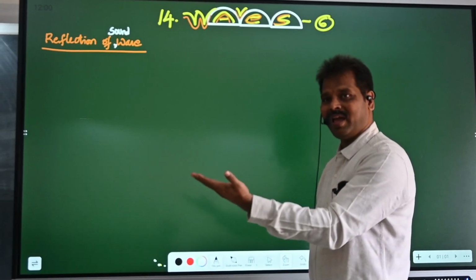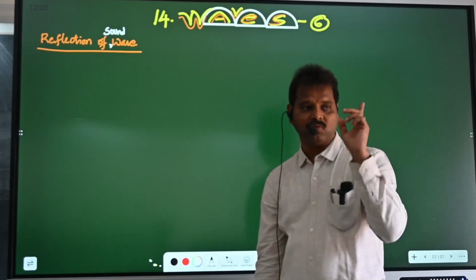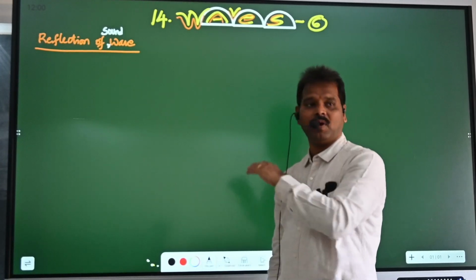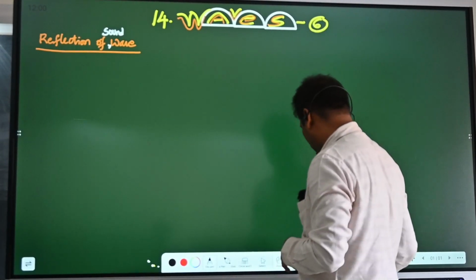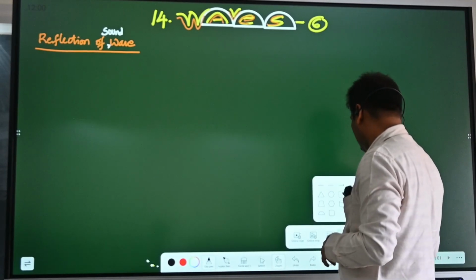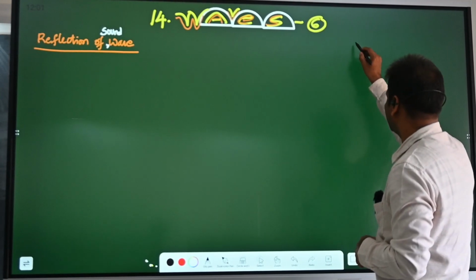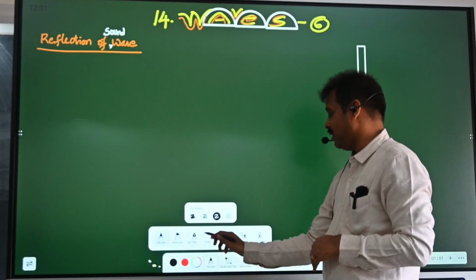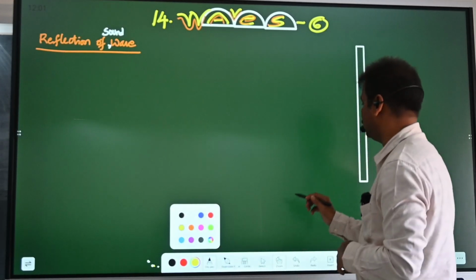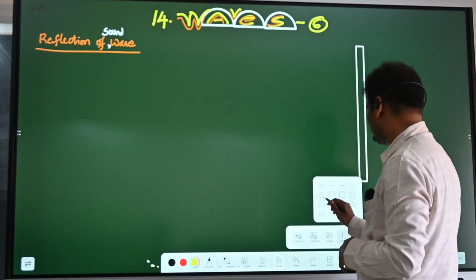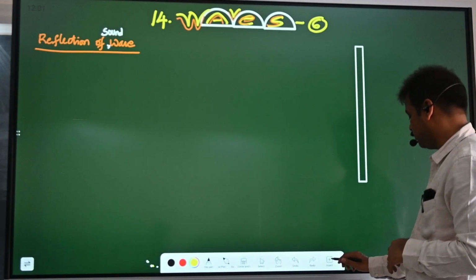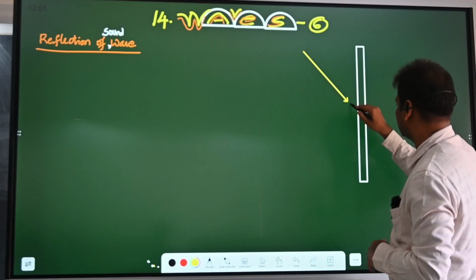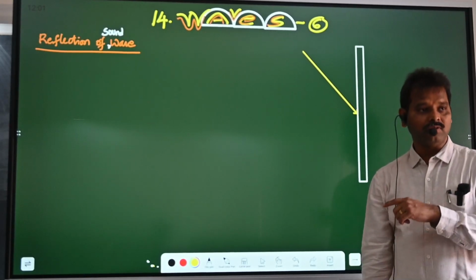But first we will see what happens whenever light reflects from a surface, because we have studied that in lower classes. Then we will apply the same thing for sound waves also. So for this, we are taking a surface here. Now we are taking light. We are considering light incident on this surface, like this.